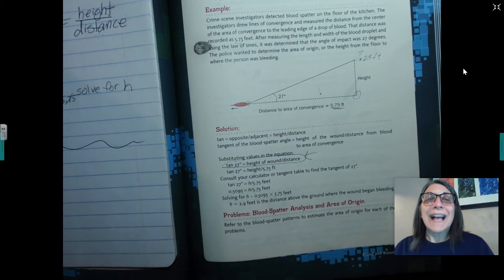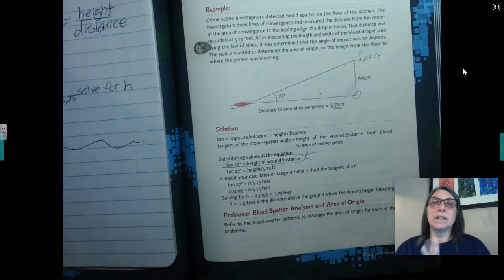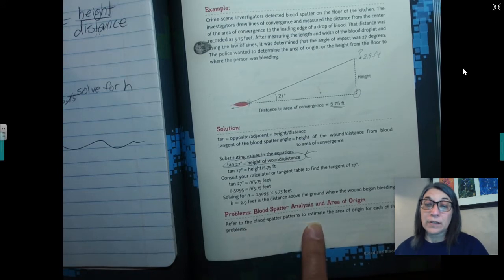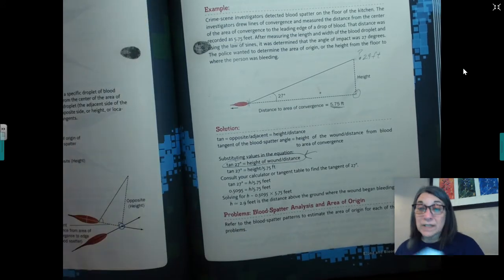Okay, so last thing that we're going to do is now use everything we've learned about area of convergence, figuring out the angle of impact, and how to find the height to solve a few problems on our own. This is the example. We did that one, but now we're going to actually look at some blood spatter patterns and do all the steps.